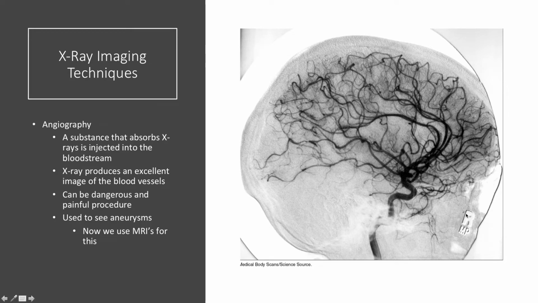So here you can see it's probably injected lower in the body, and then it went up to the brain. And here you can see beautifully how all these blood vessels give blood to our brain. Prime examples of what angiography is used for are aneurysms or blockages or anything like that. Injecting this substance into the bloodstream is not very safe. It's a little bit dangerous and it can be painful. So now we often use other types of scanning for this, including MRI scanning.